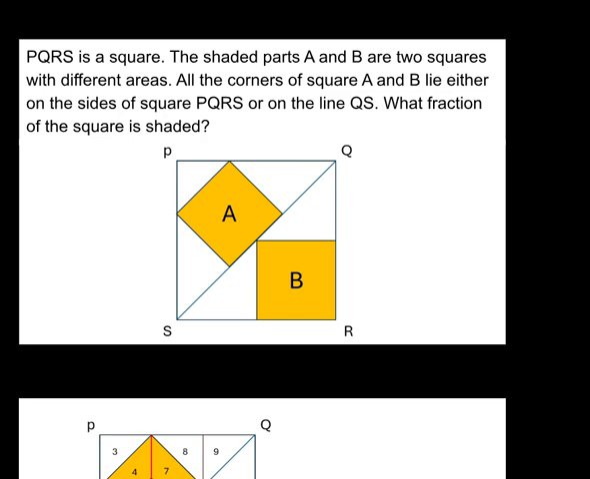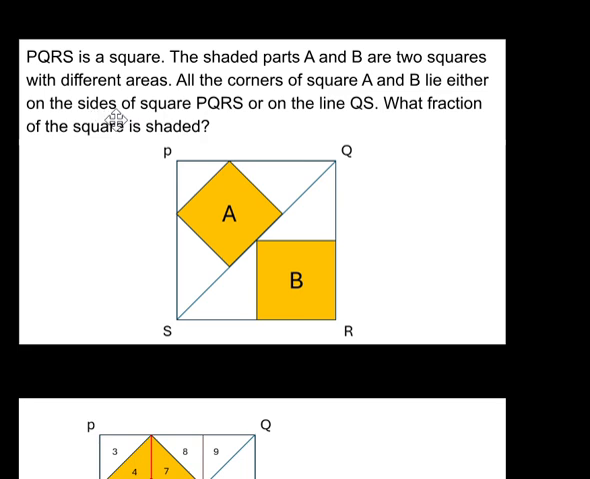Hi, let's look at this question together. PQRS is a square. The shaded parts A and B are two squares with different areas. All the corners of A and B either lie on the side of the square PQRS or on the line QS. What fraction of the square is shaded?